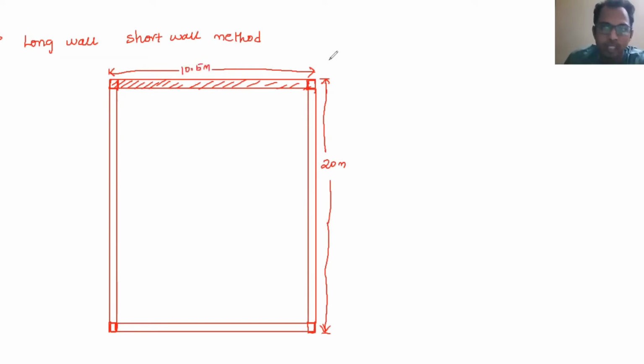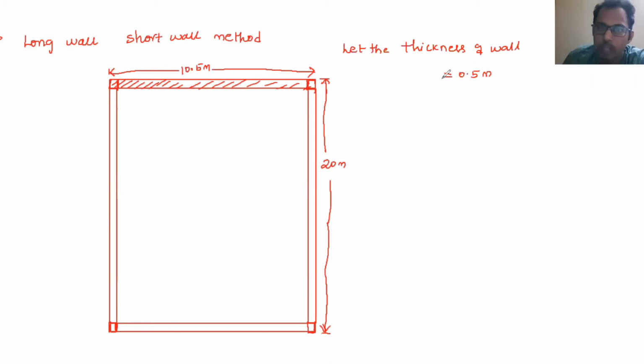Let the thickness of the wall be 0.5 meter. Okay, let the thickness of the wall be 0.5 meter.